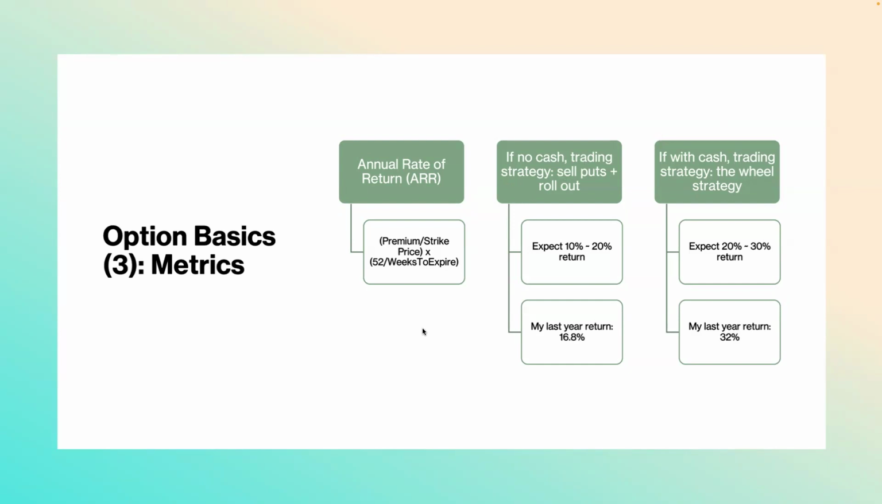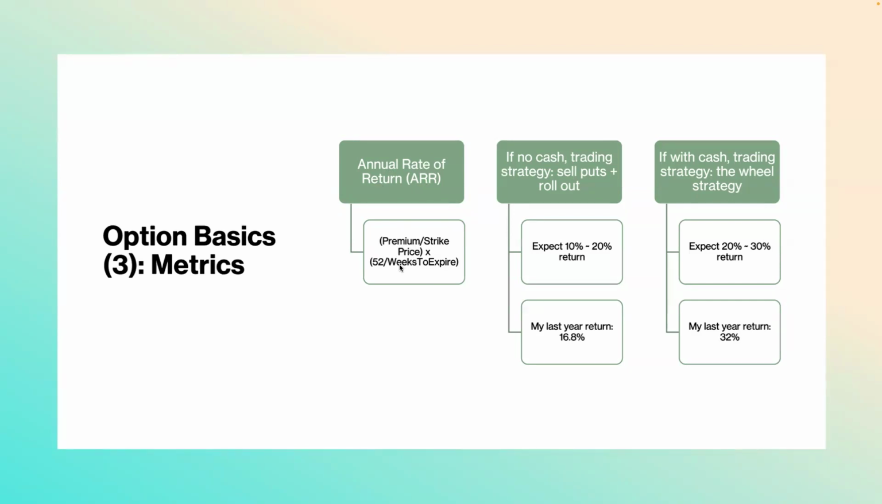As a machine learning engineer and data scientist, I'm accustomed to applying metrics to measure the success of a project. So what should be my metrics to measure option trading? The natural choice is annual rate of return, ARR, since it does not depend on the size of the portfolio. In our case, for each trade, it's defined as the premium divided by the strike price and then multiplied by the time ratio of 52 weeks divided by the number of weeks to expiration.